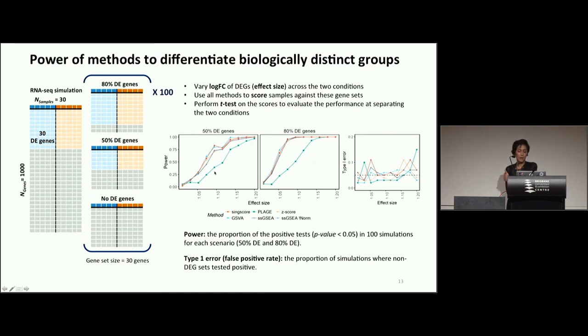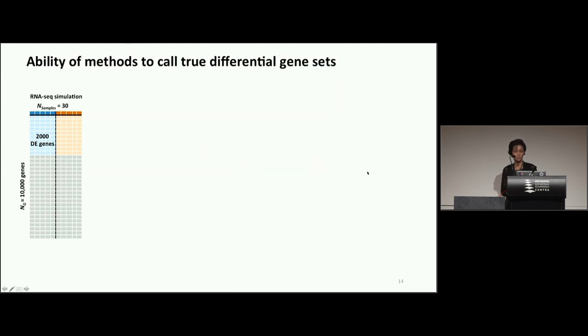As you can see, except for PLAGE, all the methods perform pretty equally in both the 50% DE genes scenario and also when we have a high signal-to-noise ratio, and the error rate seems to be pretty similar across all methods.